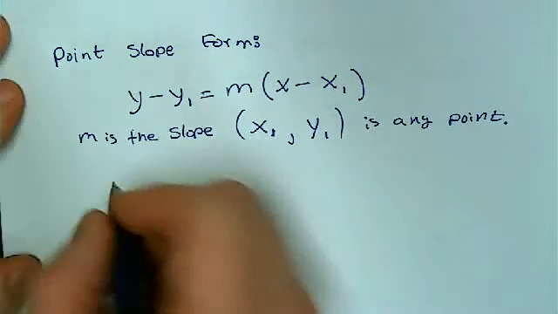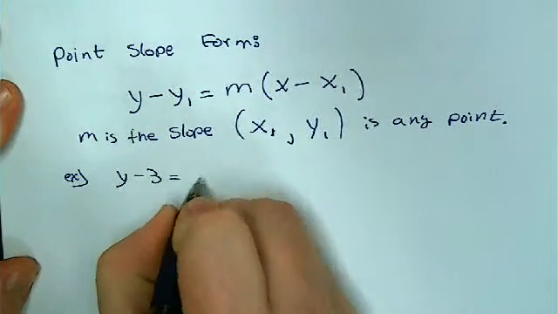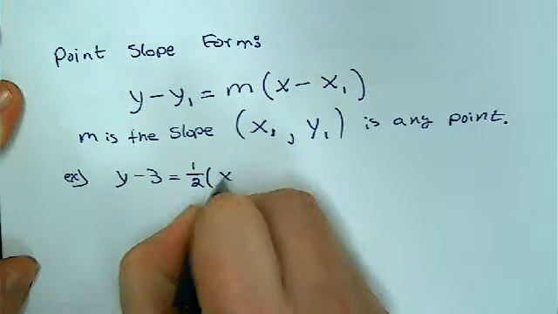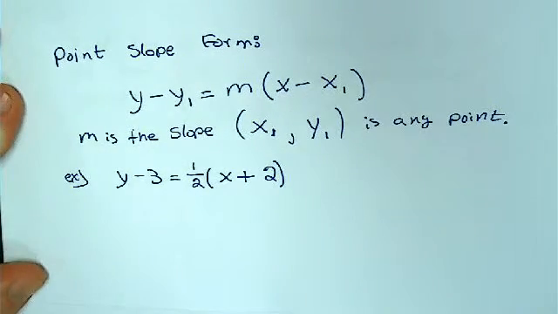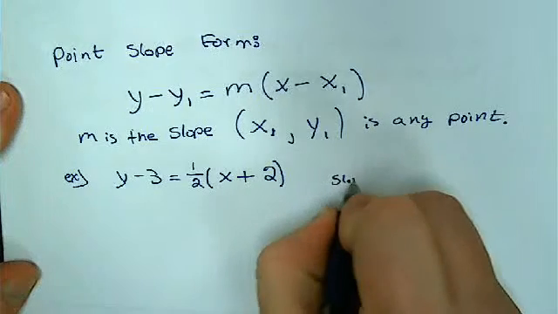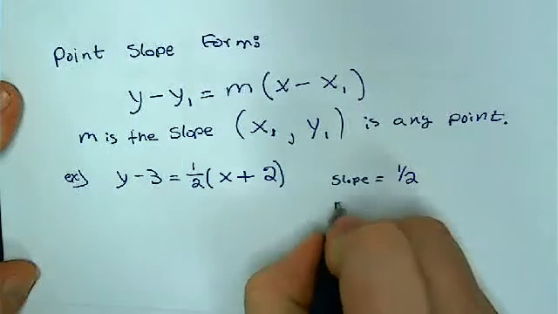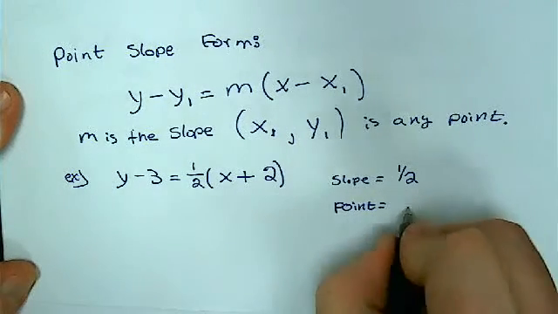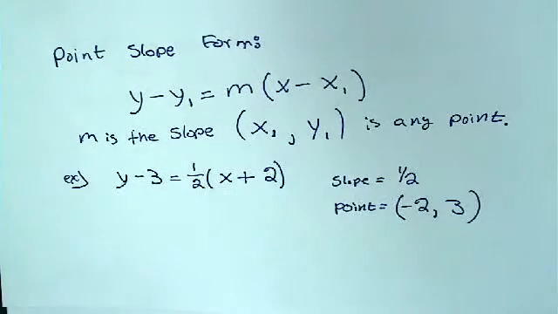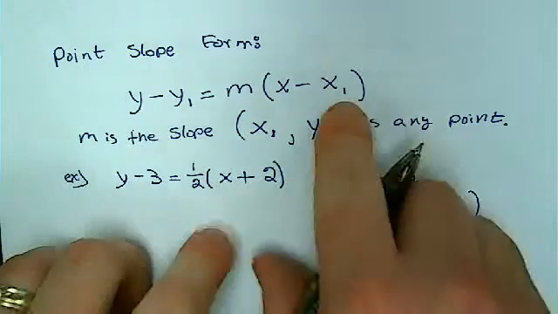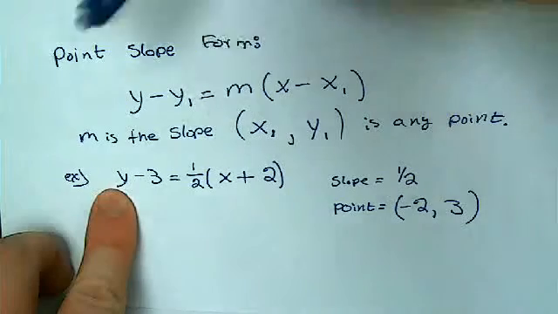So for example, y minus 3 equals a half times (x plus 2). That right there, the slope would be a half, and a point on that line would be the point (-2, 3). When we change the sign, when we pull it out of the equation, because it's minus here, and it's minus here.